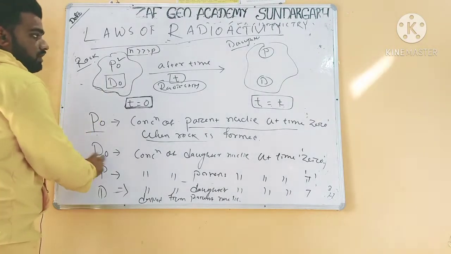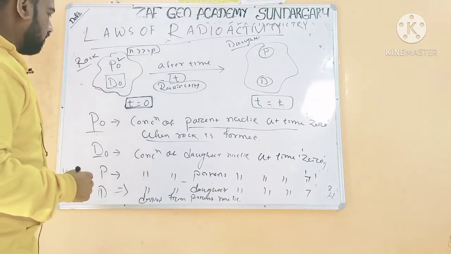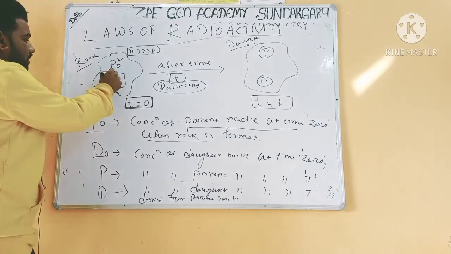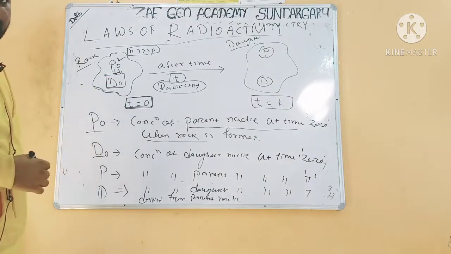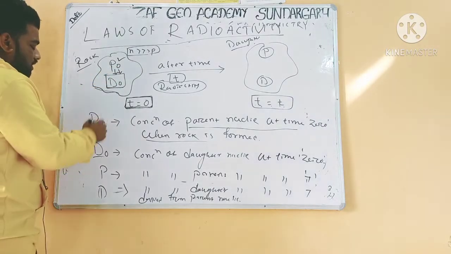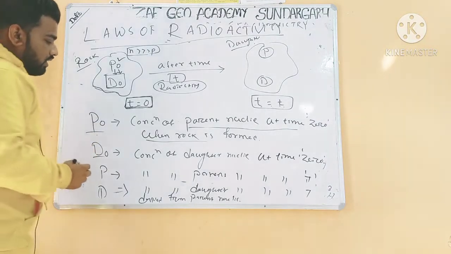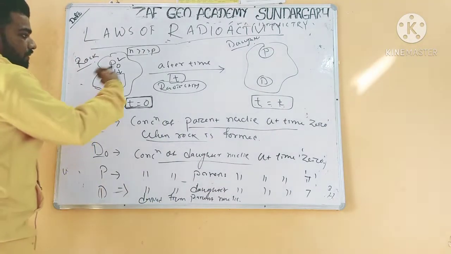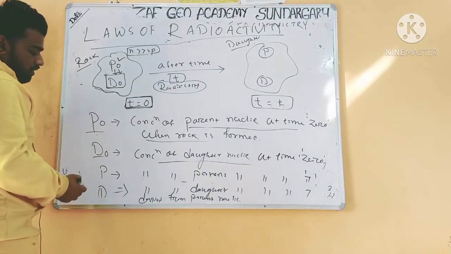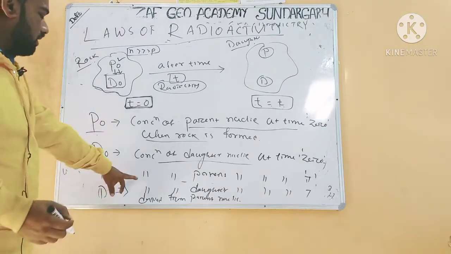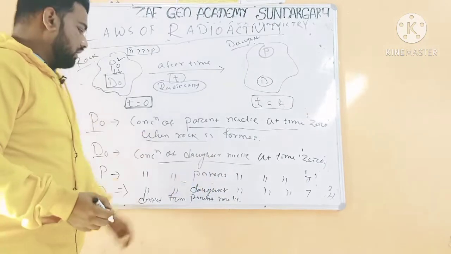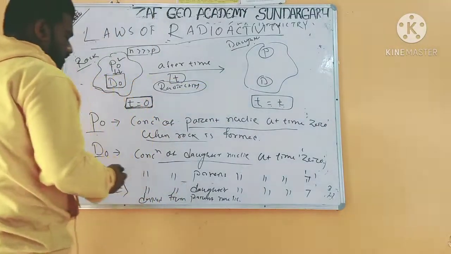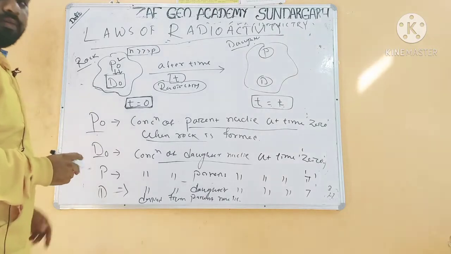Now D naught is the concentration of daughter nuclei at time 0. There must be some daughter element also there, so we take this concentration as D naught. This is the concentration of daughter nuclei at time 0. After it is converted to the daughter rock, P is the concentration of parent nuclei at time t, and D is the concentration of daughter nuclei at time t, which is derived from the parent rock.